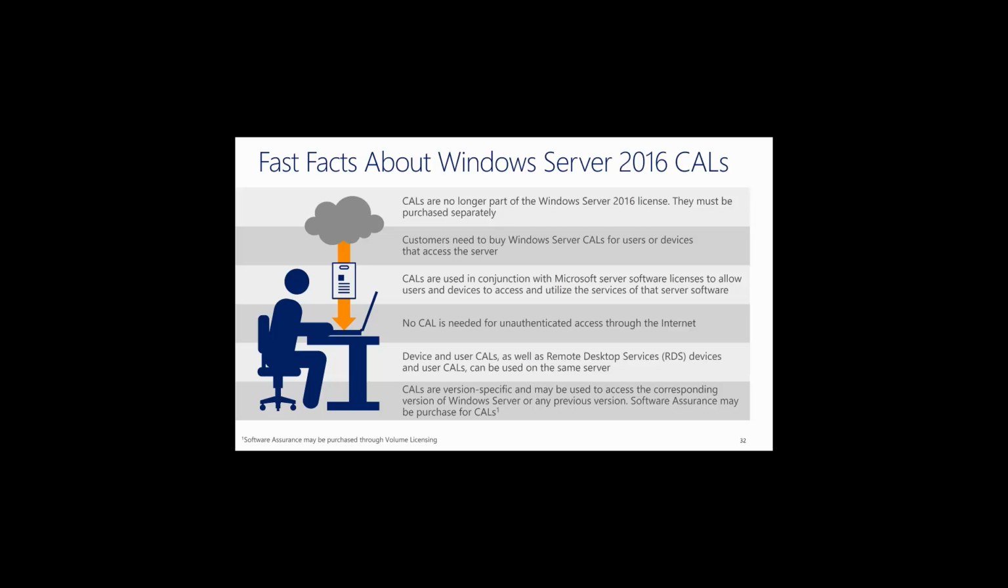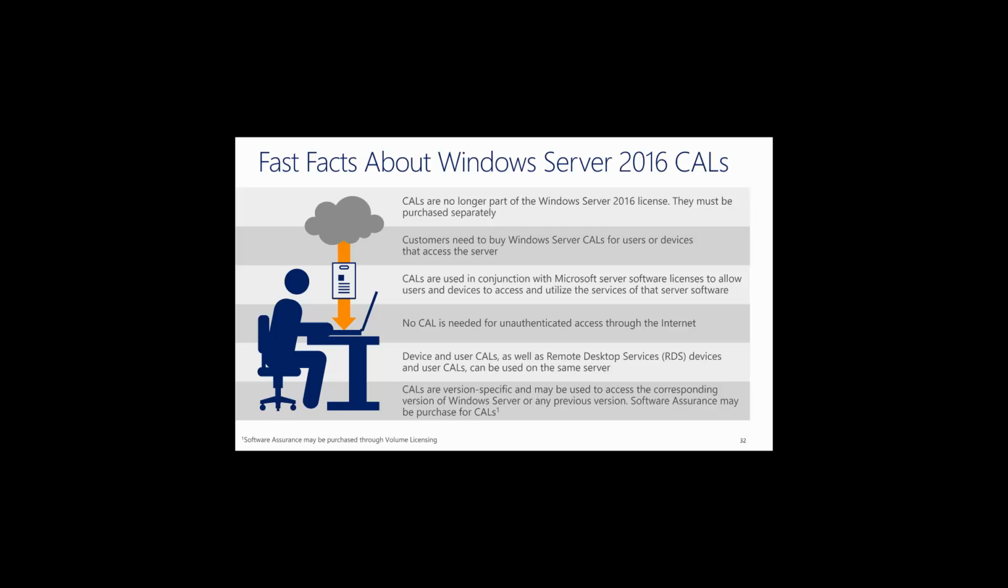The CALs work in conjunction with the server license. CALs aren't needed for unauthenticated access through the internet. There are Device CALs as well as RDS CALs, as we just mentioned, and CALs are version specific. So if we use Windows Server 2012 as an example, if you are moving from Server 2008 to Server 2012, you'd need to buy new CALs during that process. When the R2 versions of products come out, such as Server 2012 R2, there's no need to buy new CALs. So you can use the 2012 CAL with 2012 R2.